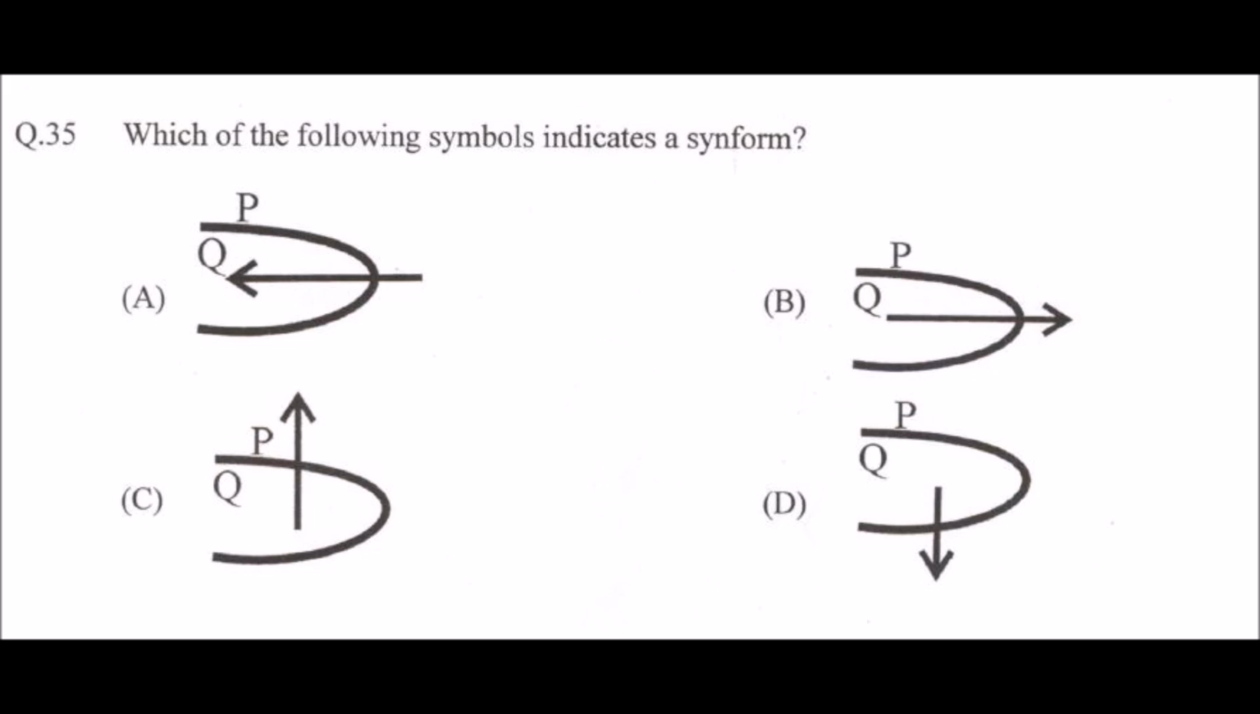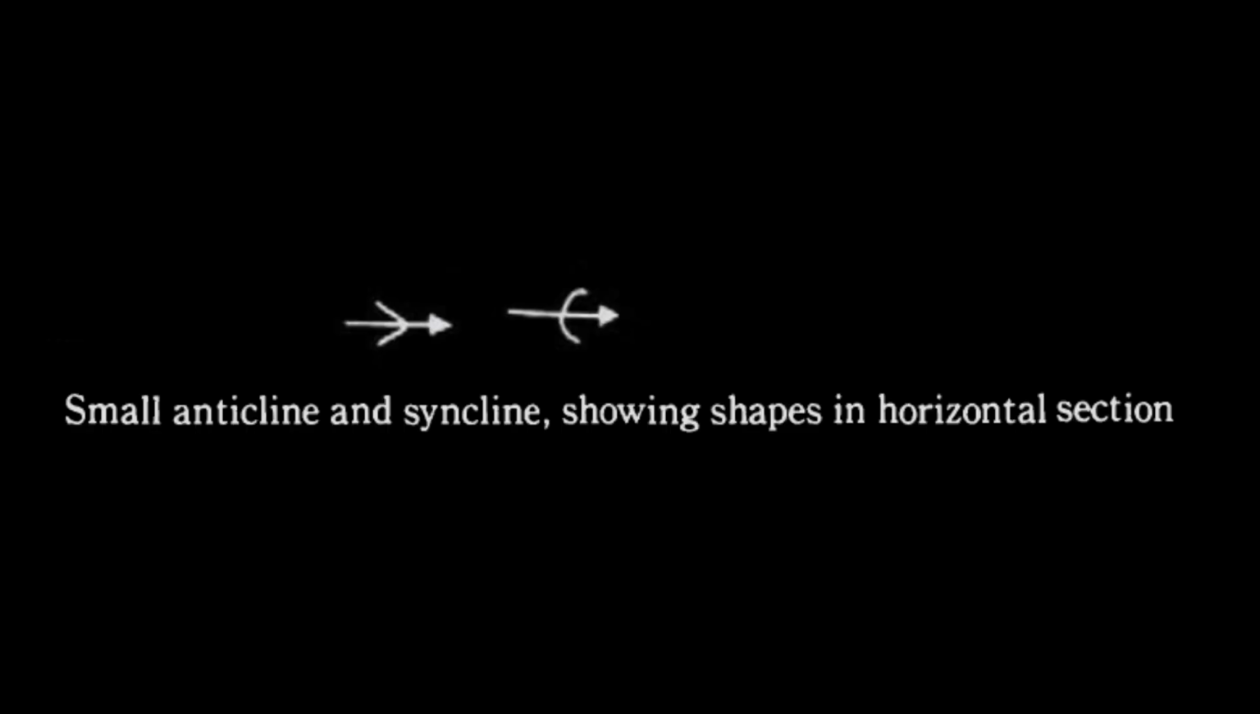So this is the case in case of the synform, whereas in case of antiform both are in the same direction, as in case of B. The C and D are the neutral folds. So this is how the small anticline and syncline show shapes in horizontal section.